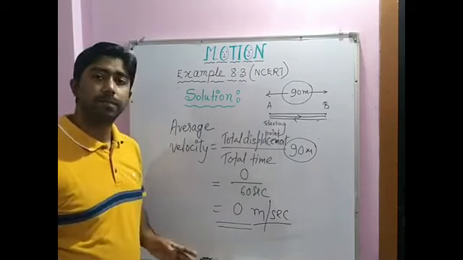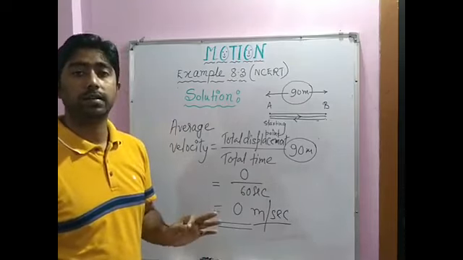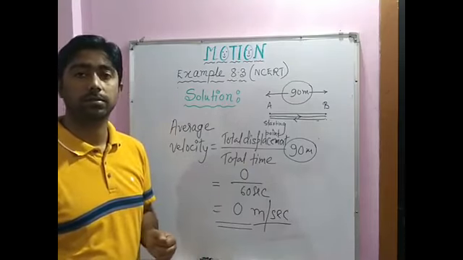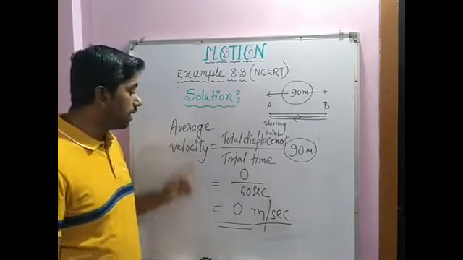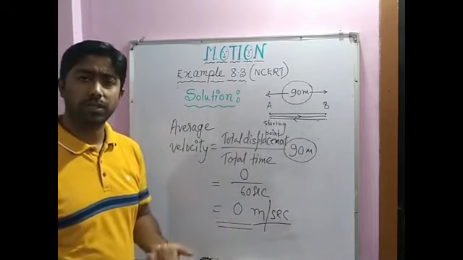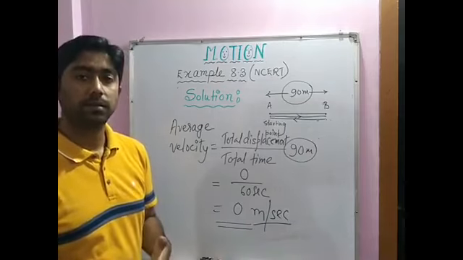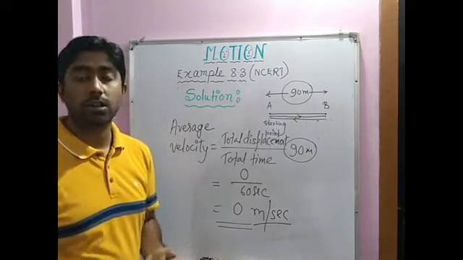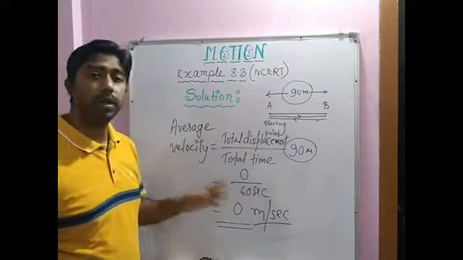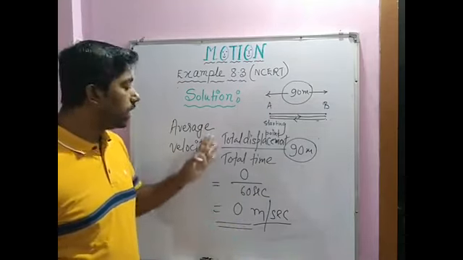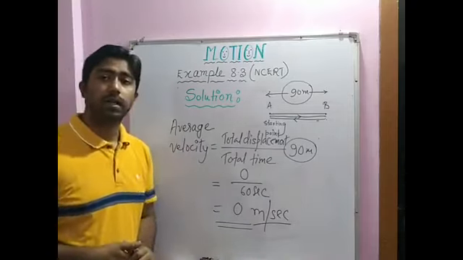Now what is interesting here? A moving object can have non-zero speed but still have 0 velocity. A moving object can have non-zero speed, just like in this example, and average velocity is 0. So it is not necessary that if a body is having some non-zero speed, then its velocity is also non-zero. That is not necessary. Sometimes situations may arise where a body may have non-zero speed but 0 velocity. Okay? Okay, enough for today.